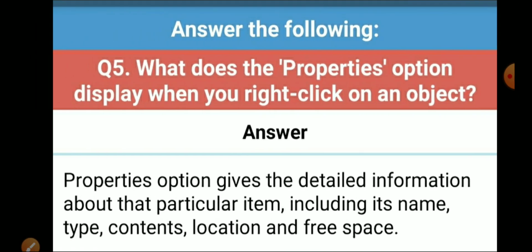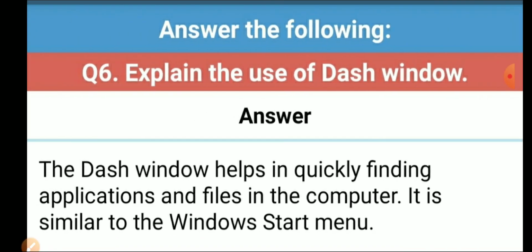What does the properties option display when you right click on an object? The properties option gives detailed information about the particular item, including its name, type, content, location and free space. Explain the use of dash window. The dash window helps in quickly finding applications and files in the computer. It is similar to the Windows Start menu.